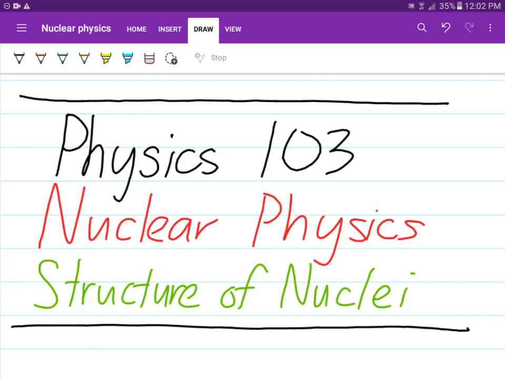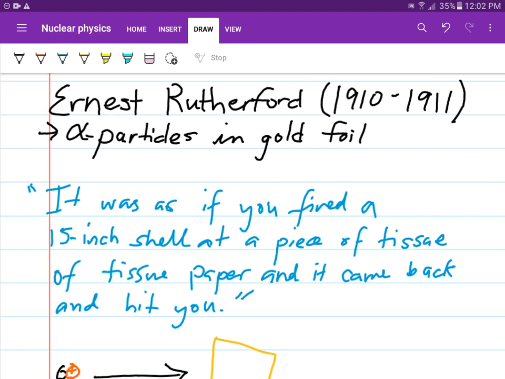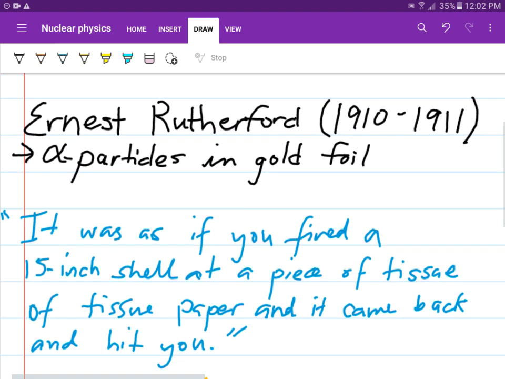Hello guys, this is Phys103. This lesson is on nuclear physics and we will talk about the structure of the nuclei. So let's start with the history of the discovery of the nuclei.